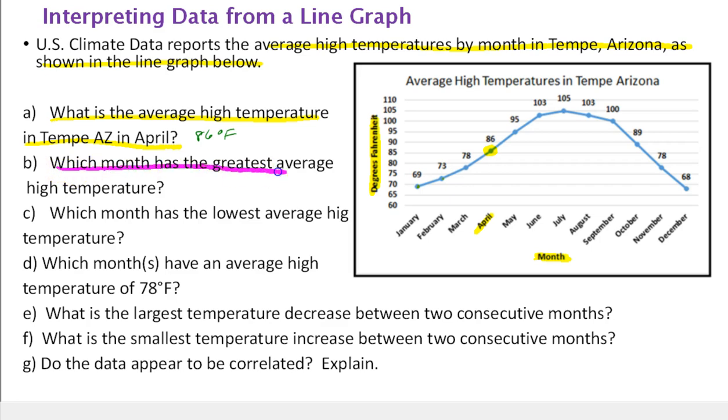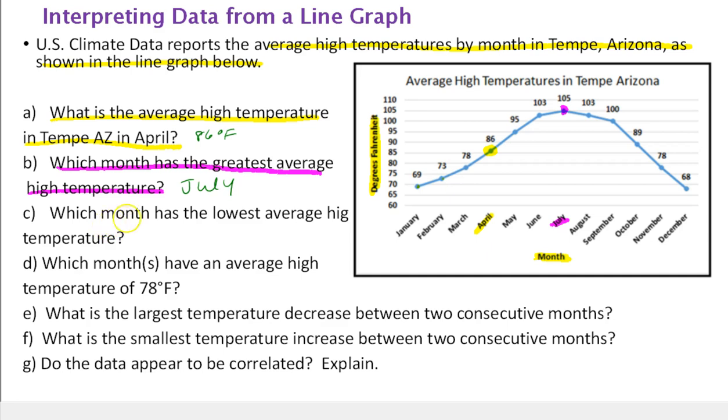Which month has the greatest average high temperature? So we want to look at this chart, and since this is degrees Fahrenheit, the greatest value is at 105, and we see that this corresponds to July. So the month that has the greatest average high temperature is July.